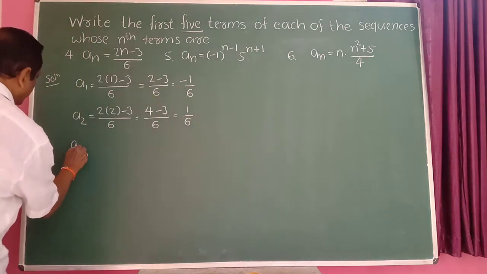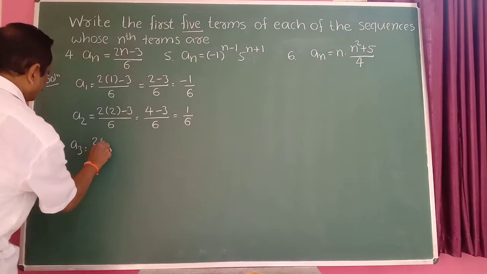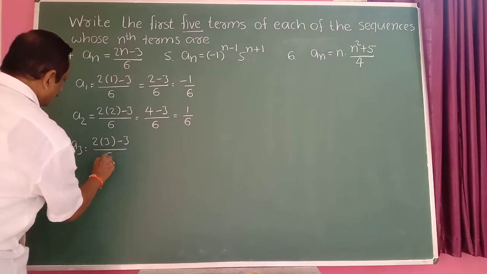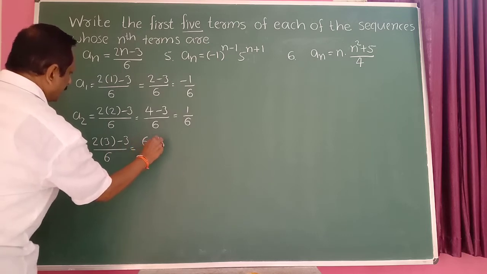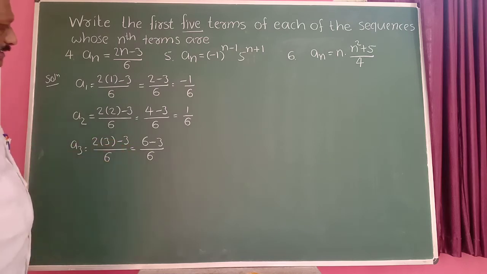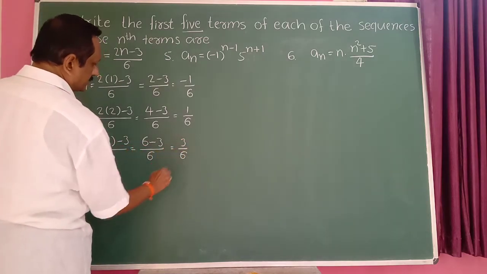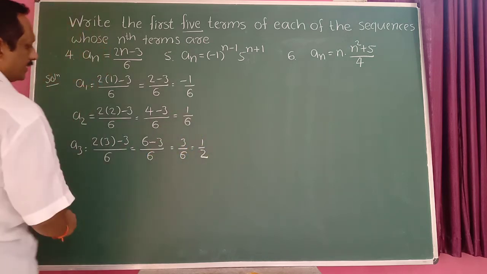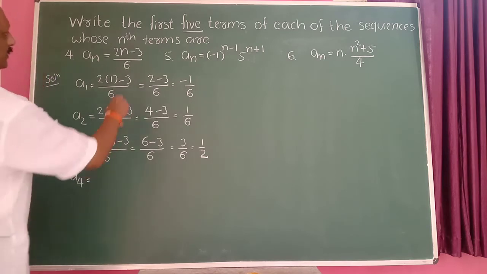Then a3 is equal to, put n value 3. So (2 into 3 minus 3) divided by 6. So this is equal to (2 3s are 6, minus 3) divided by 6. 6 minus 3 becomes 3 here. 3 by 6 can cancel here. 3 1s are 3, 3 2s are 6, cancels here. 1 divided by 2.